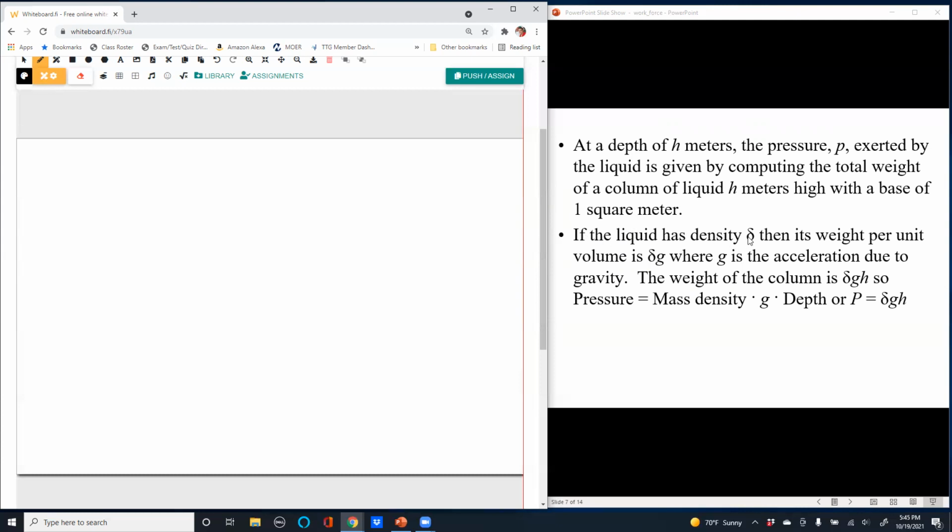If the liquid has a density delta, then its weight per unit volume is delta g, unless we're in British units, then it would just be delta. And so the weight of the column is delta g times h, because remember, h is the volume of the column. So we multiply by the acceleration due to gravity, and the delta will give weight per unit volume.